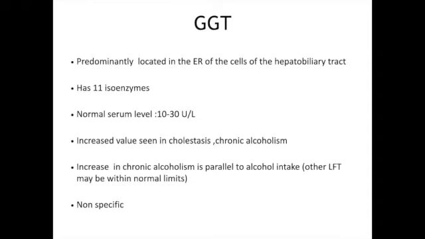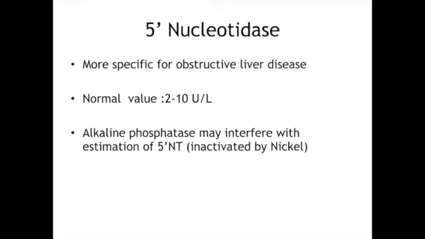So gamma GT is predominantly located in the endoplasmic reticulum of the hepatobiliary tract, and it is increased in patients with cholestasis and chronic alcoholism. GGT is used to assess patients with occult alcoholism, where you use GGT along with the mean corpuscular volume. And it is not a specific test for biliary obstruction. It may be increased in other conditions also.